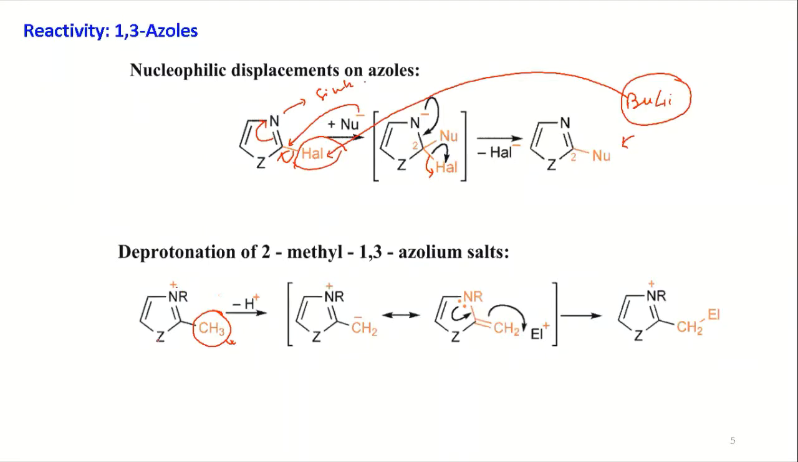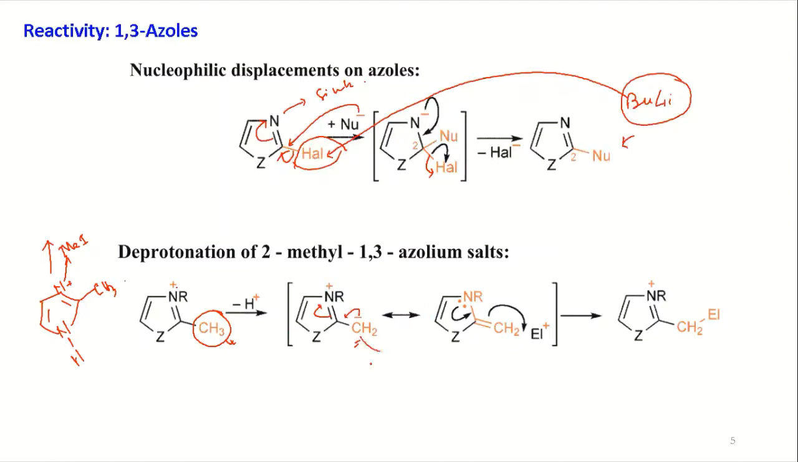So that means if you treat this one with methyl iodide, what will happen? The methylation will take place here, and you have a positive charge. Now if you have CH3 here and you use a base, that hydrogen becomes acidic. It can easily be taken, because this is stabilized.